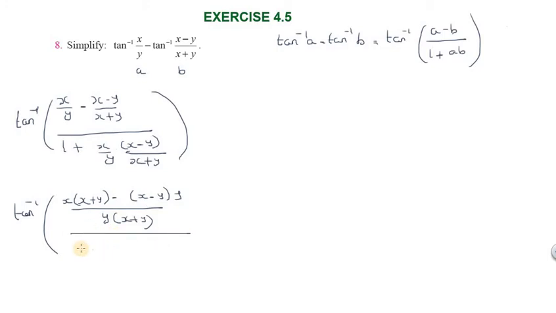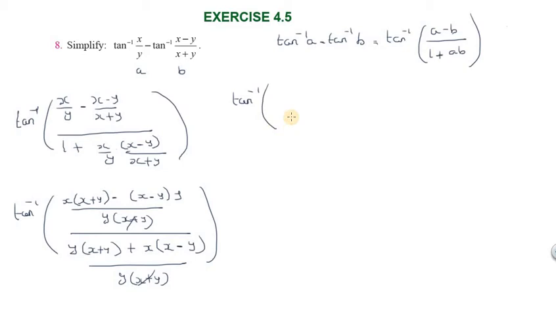So in the next step, what will come? Here y into x plus y goes up, so y into x plus y plus x into x minus y, by y into x plus y. So, the y into x plus y cancel out. But this is the tan inverse of x into x square. The x is multiplied by x square plus xy minus the term of the y is multiplied by xy minus y square. Xy minus y square. So the numerator is y multiplied by xy plus y square plus x square minus xy.